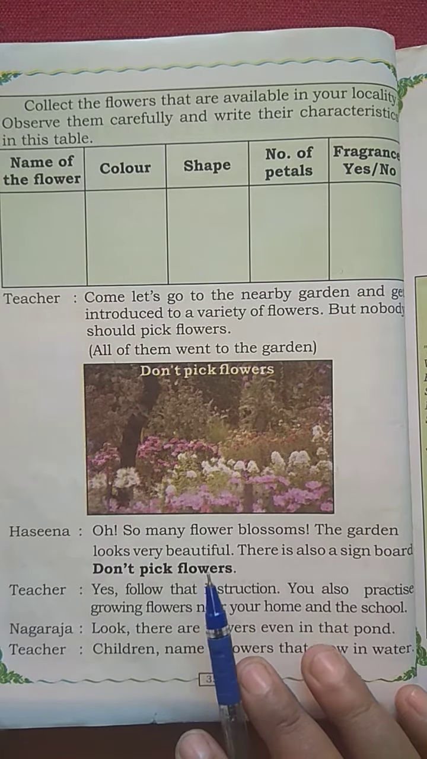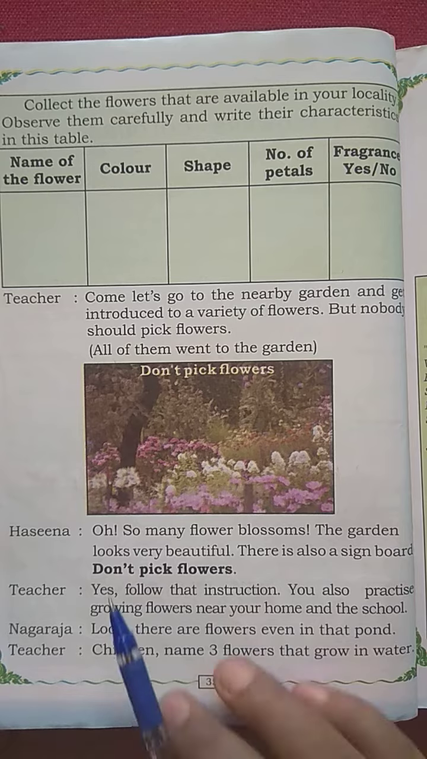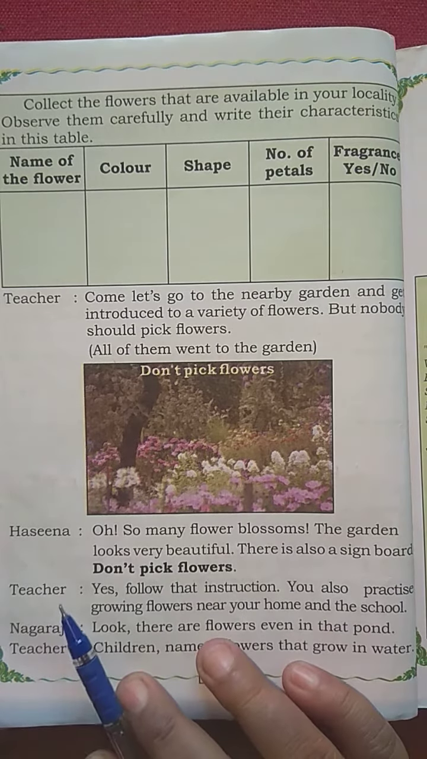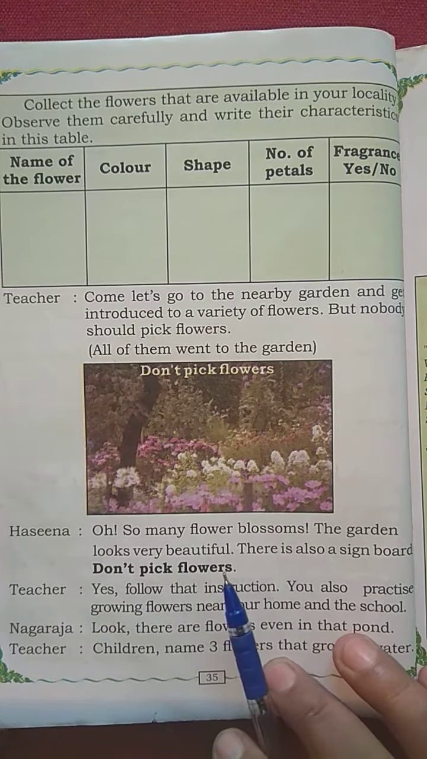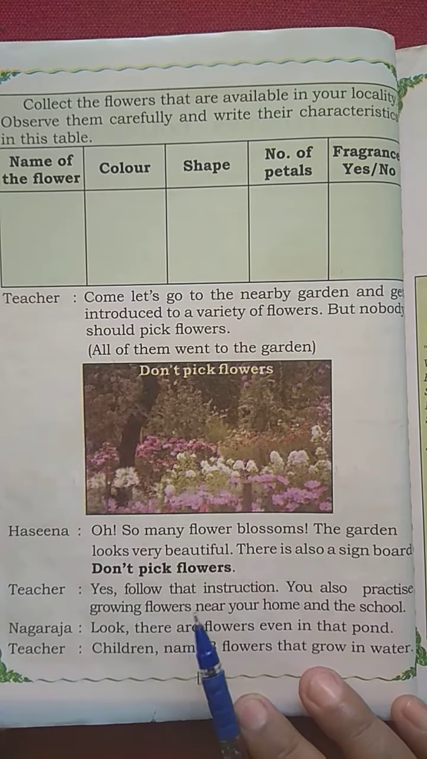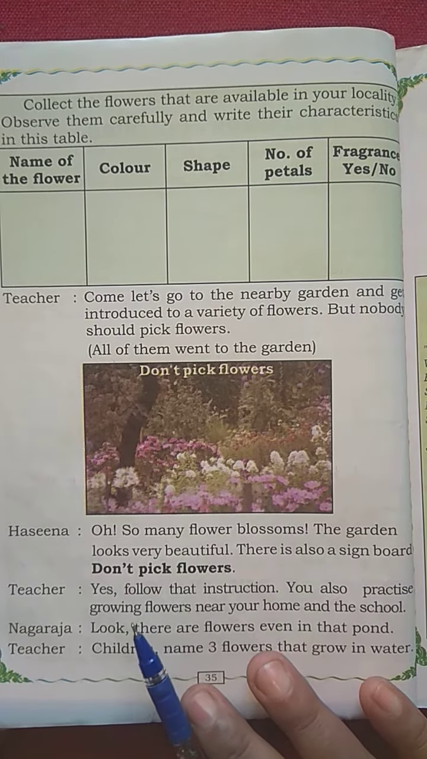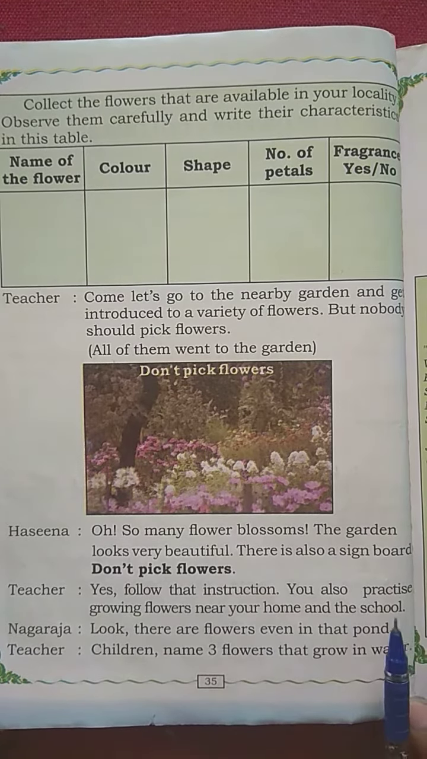Okay, it means we should not pick any of the flowers in the garden because flowers give beauty to the garden. Teacher: Yes, follow that instruction. The teacher also insists that all the students follow the instruction of not picking the flowers. You also practice growing flowers near your home and the school. The teacher tells all the students that you must practice growing flowers near your home and the school.